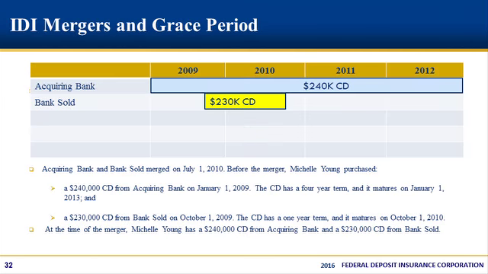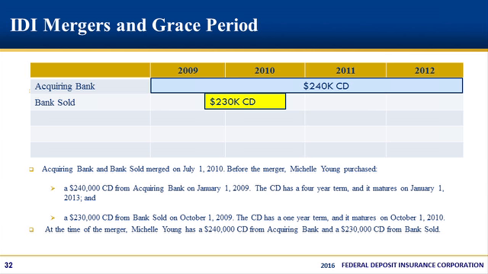Let's begin by looking at Michelle's accounts and the merger. Before the merger, Michelle Young purchased a $240,000 CD from Acquiring Bank on January 1st, 2009. The CD has a 4-year term and it matures on January 1st, 2013. On the slide, this CD is represented in purple.